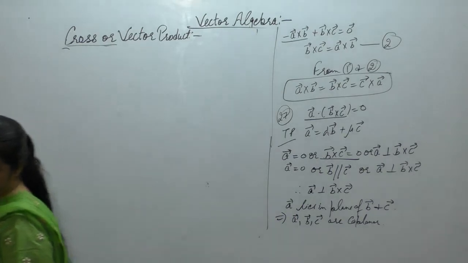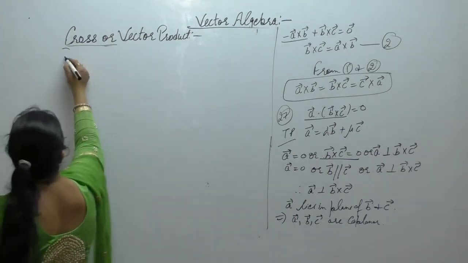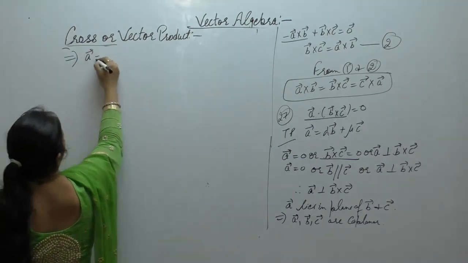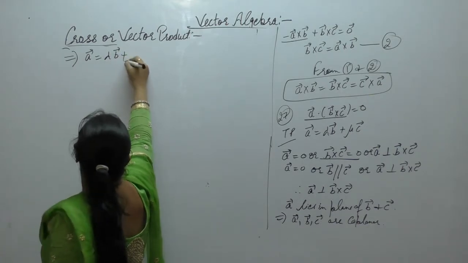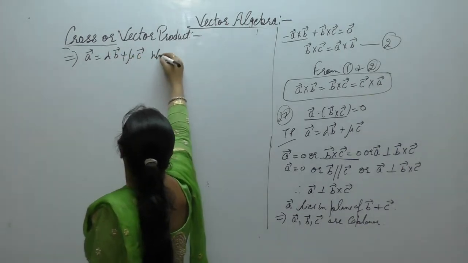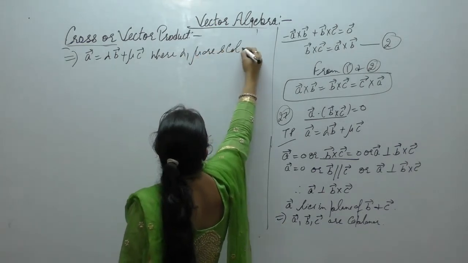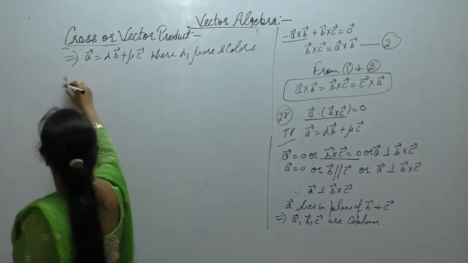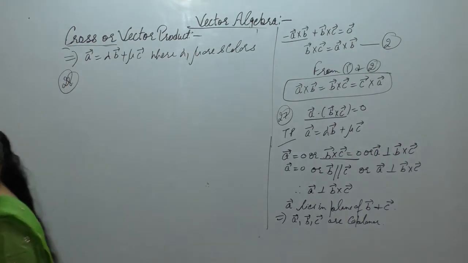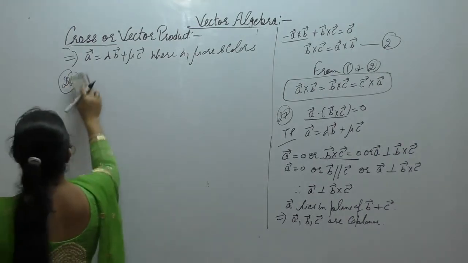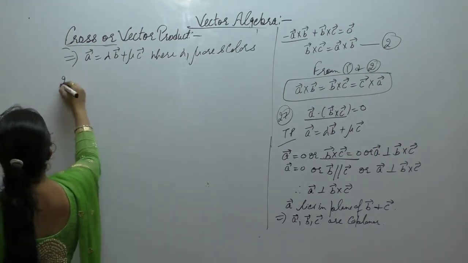Therefore, A vector, B vector, C vector are coplanar, which implies A vector is lambda B plus mu C, where lambda and mu are scalars.